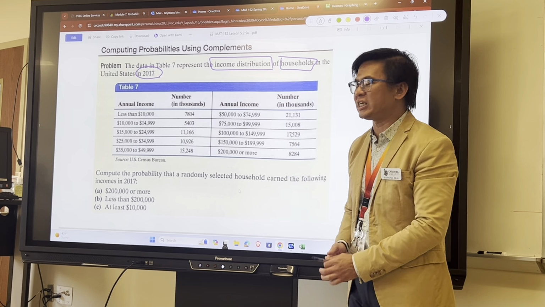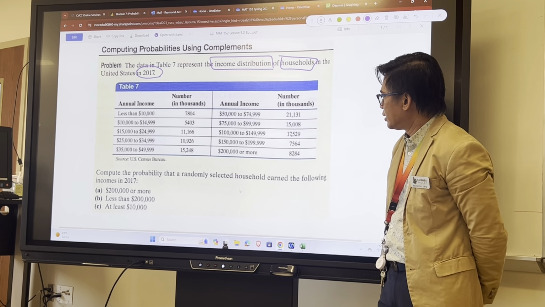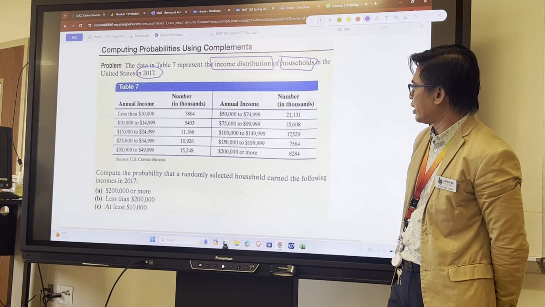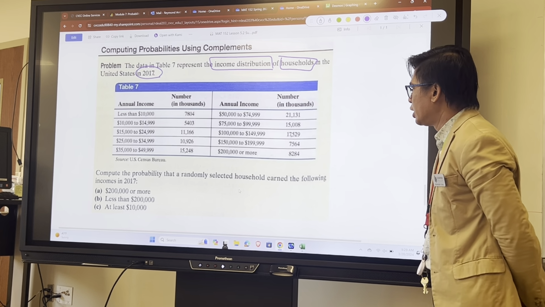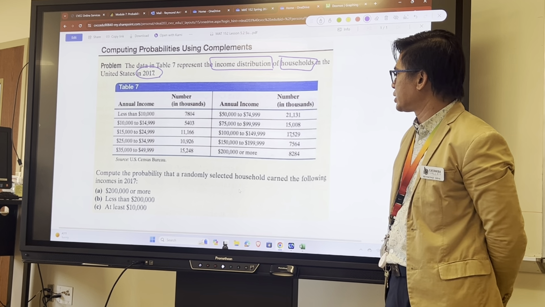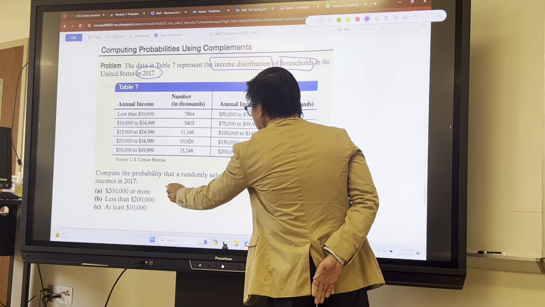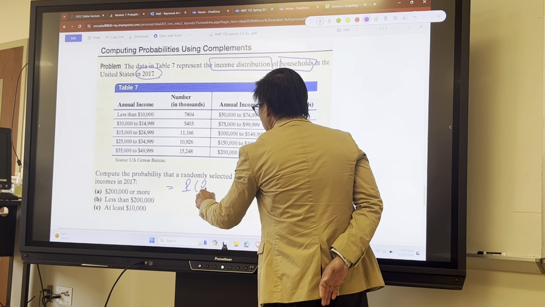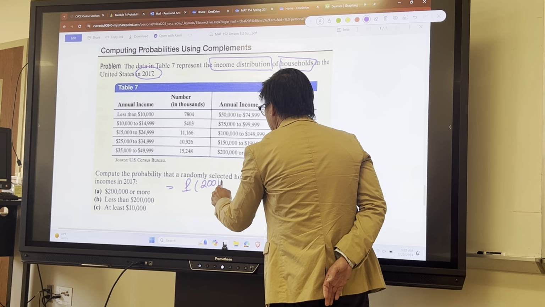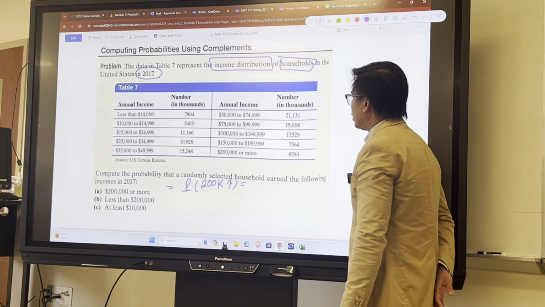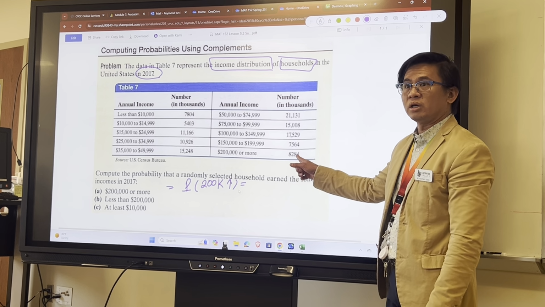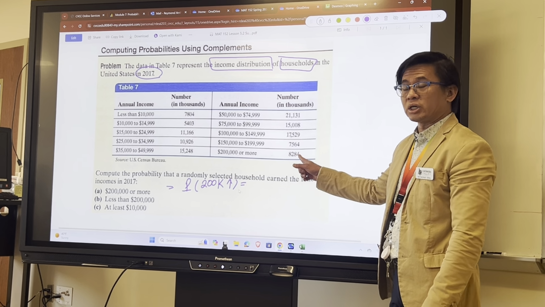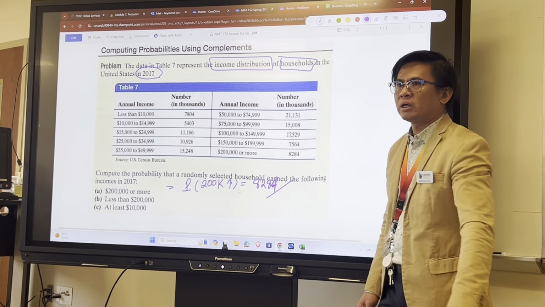Tiff, please compute 200,000 or more. So 200,000 or more. How do we get that one? What's the probability that a randomly chosen household is earning $200,000 or more as an annual income? So we're gonna put in here the probability of 200K up is equal to what? Well, how many thousands of households have 200,000 or more? 8,284, that is correct. So I'm going to put in here 8,284 divided by the sample space.